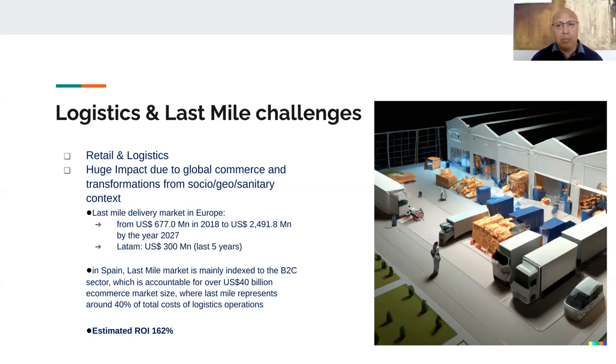The boom of e-commerce, propelled by the latest geopolitical and sanitary challenges, has created exponential growth and has also changed the demands of customers, pushing businesses to seek better solutions as a way to respond to social demands and new economic rules.